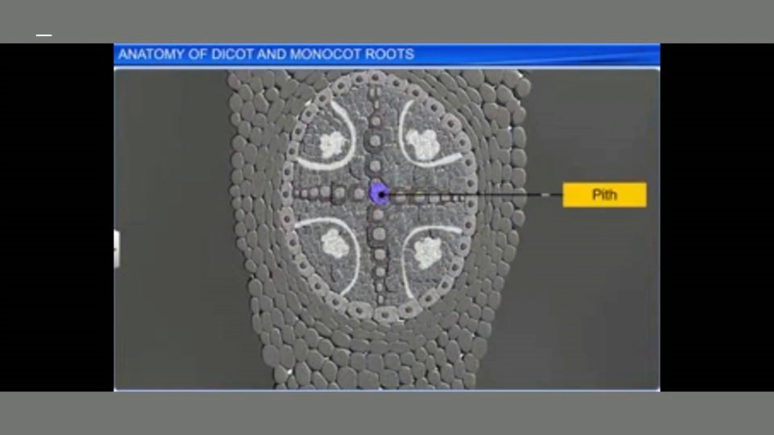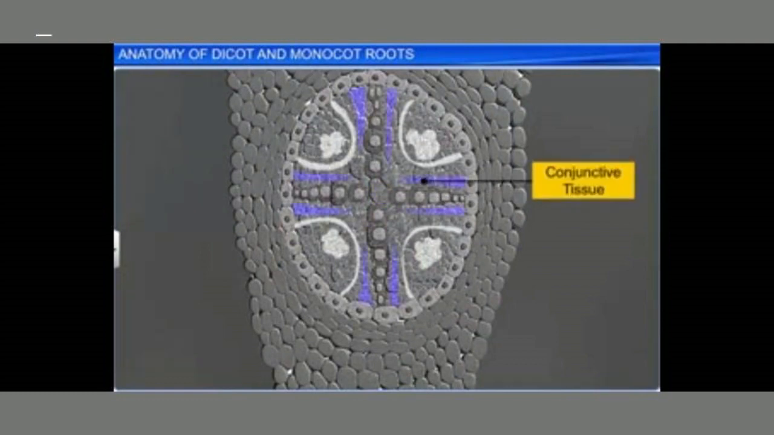The next one is pith. The center part, violet color, is the pith. Pith is present only in young roots, and in old roots the pith is absent. While in monocot root, pith is present in the center. It is a monocot, so pith is present in the center.